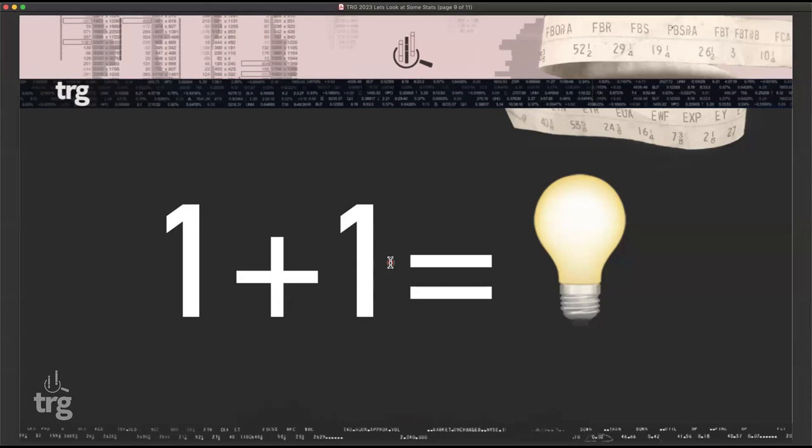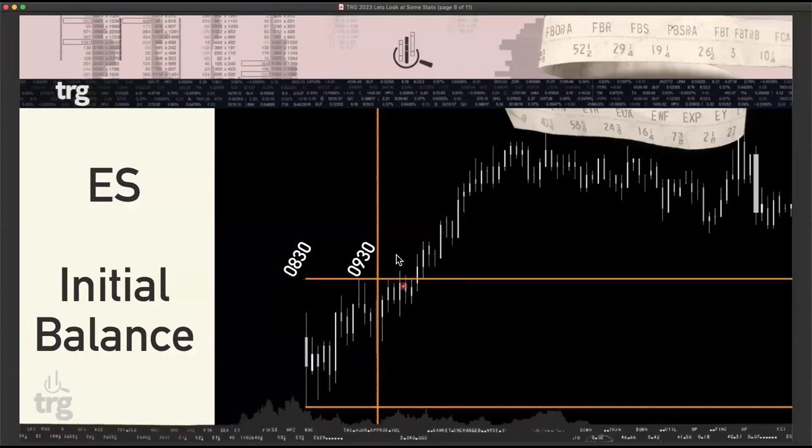So if we break the initial balance to the upside, the first hour's range, we know that we are twice as likely to not trade the other side of that range as we are to trade it. Once we have got this clue from the market that the initial balance has broken, let's say the high, I now know that we are less likely to trade near the low. Okay, good news.